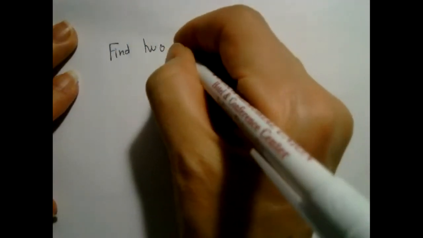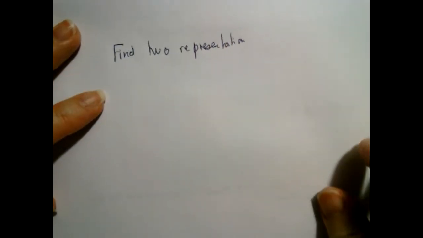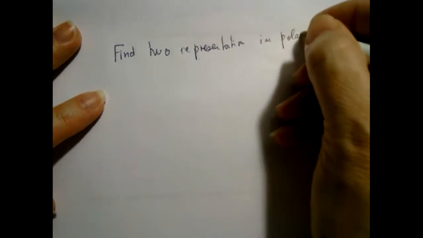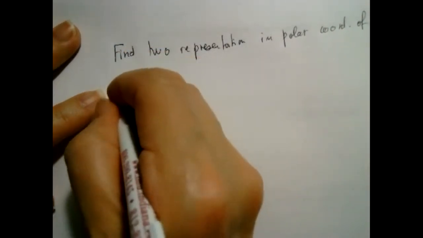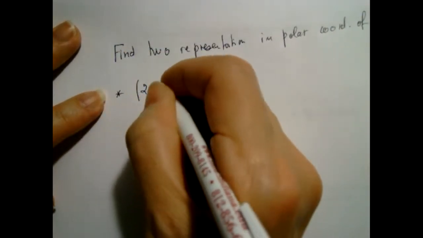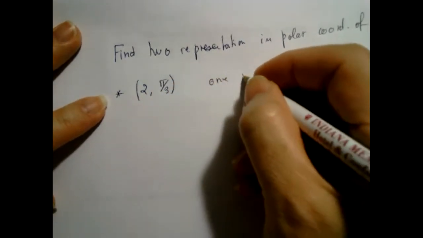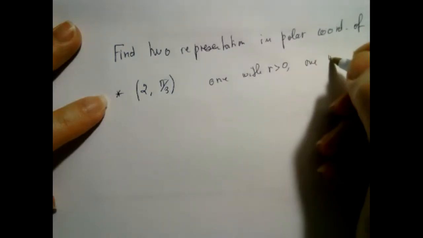So my question is, find two representations. What I mean by representation is two different polar coordinates for the same point. Find two different representations in polar coordinates of the following point: 2 and pi over 3. I want two different representations, one with R positive, one with R negative.